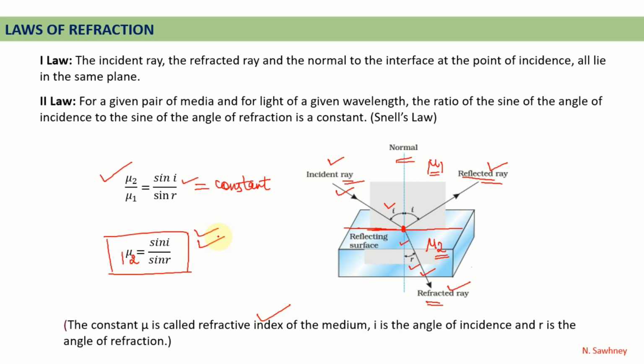So the question comes, what is refractive index? Refractive index is actually the characteristic property of the medium, and its value depends only on the nature of the material of the medium and the color or wavelength of the light. So we can define the refractive index as the ratio of speed of light in vacuum or air to the speed of light in the medium. Let us see here.